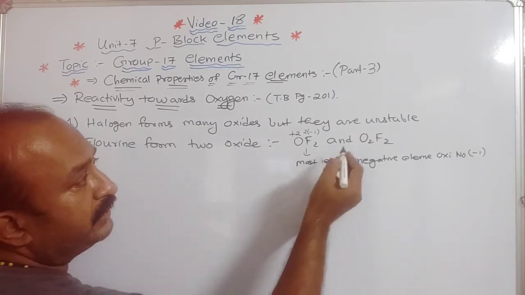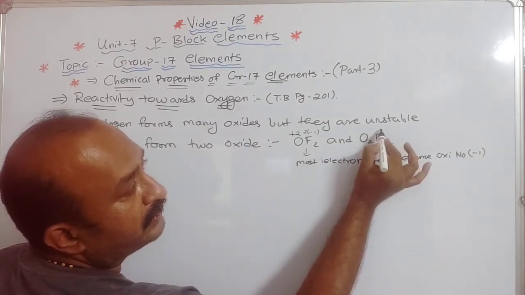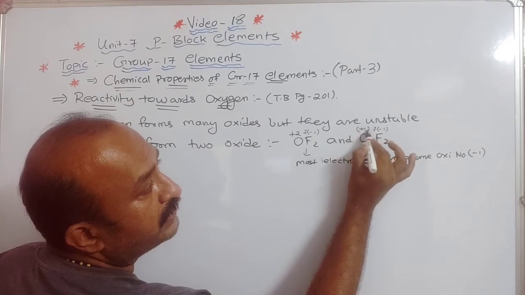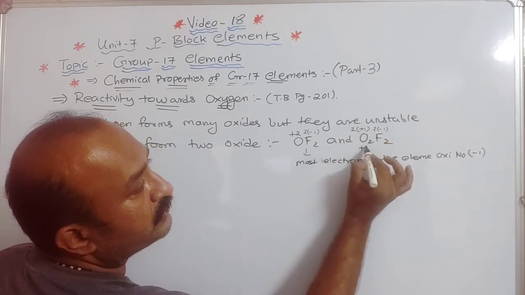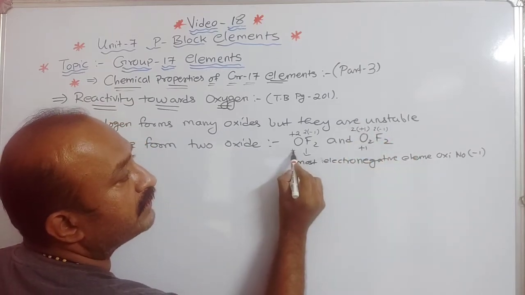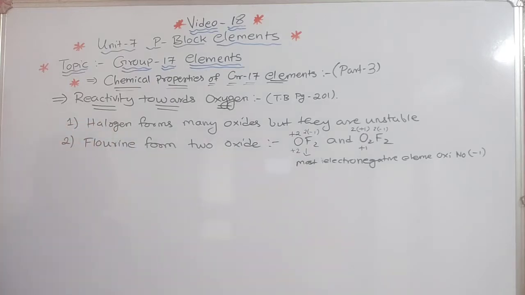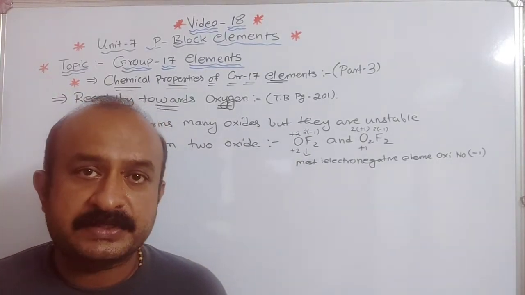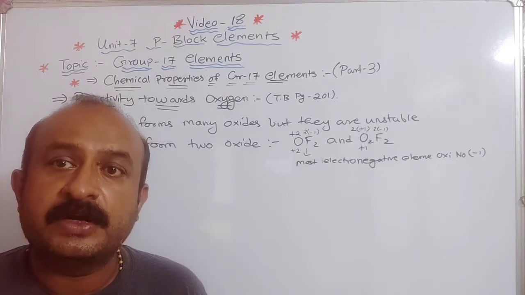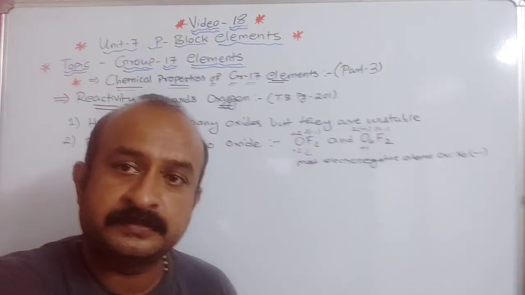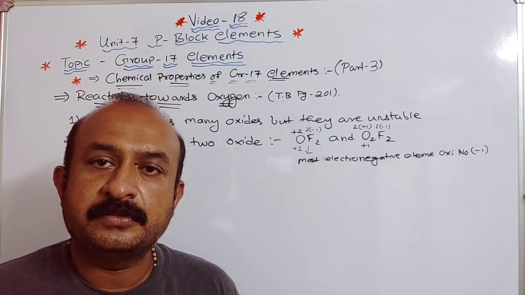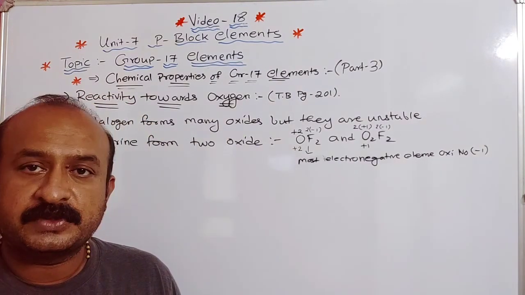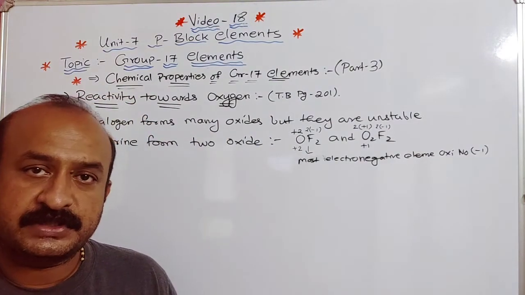Understood this part? Here also, 2 into -1 gives -2, so in O2F2 the oxidation state of oxygen is +1, and in OF2 it is +2. Because fluorine is the most electronegative, oxygen comes second according to the Pauling scale. Since fluorine is the most electronegative element, it will always have the -1 oxidation state. It will not leave its oxidation state.